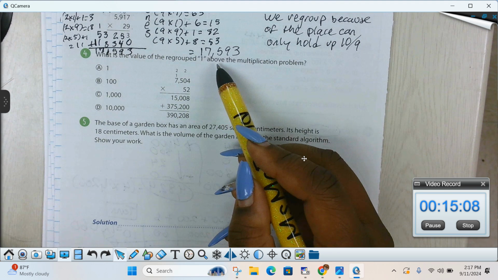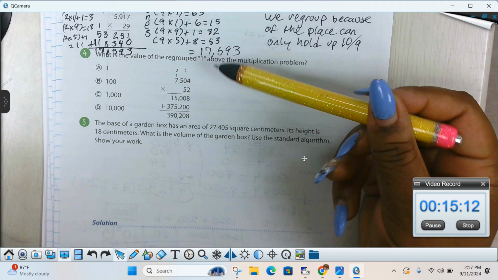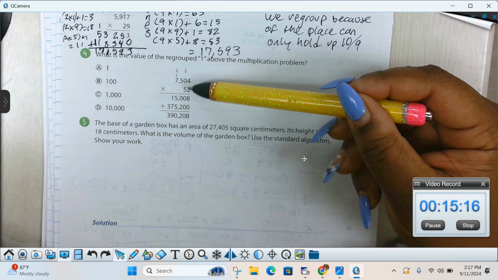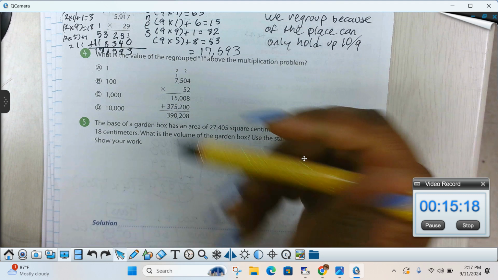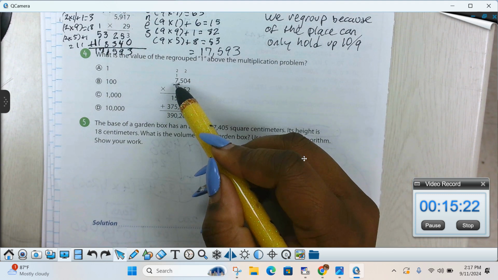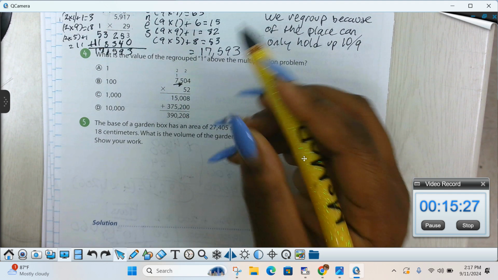What is the value of the regrouped 1 above the multiplication problem? So let's look at the problem. Does anybody see the 1 in this multiplication problem? What number is it above? In the thousands place, which is a 7. So we need to look at the number next door to that, which is 5.